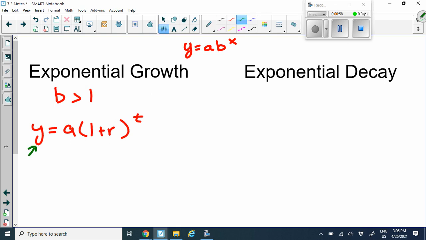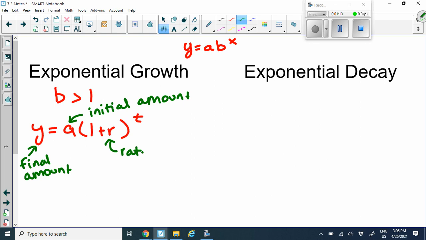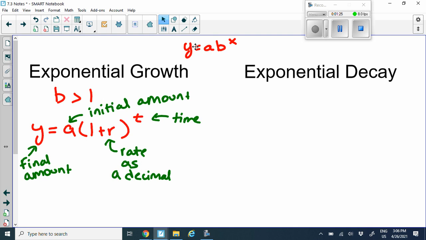Of course, y is your final amount. A is going to represent the initial amount. R is your rate, and we have to do it as a decimal. So it'll give you it as a percentage, but you have to change it to a decimal. And t represents time, okay? Now, if you think about it, if we take whatever our rate is, change it to a decimal and add it to 1, it's going to be a number greater than 1. So that's why it's exponential growth.